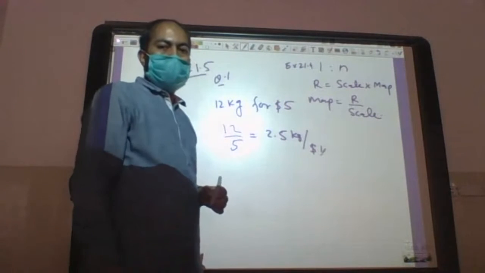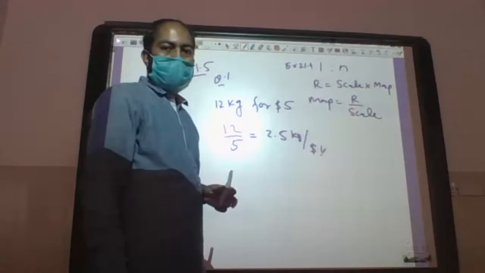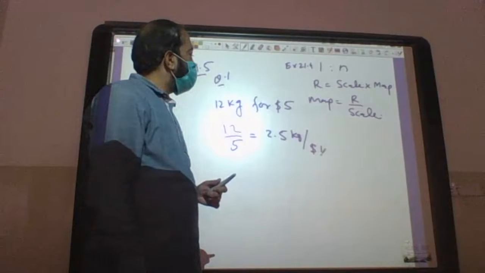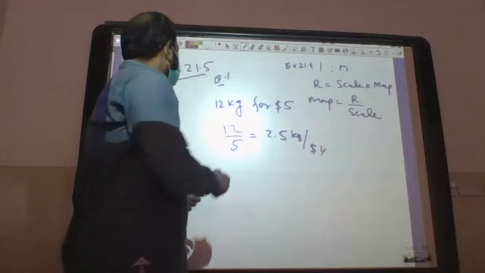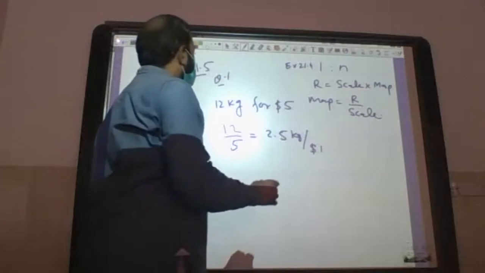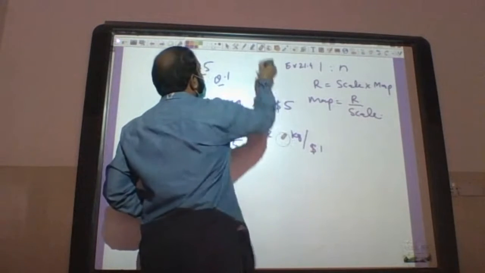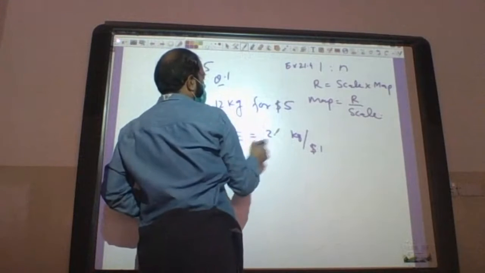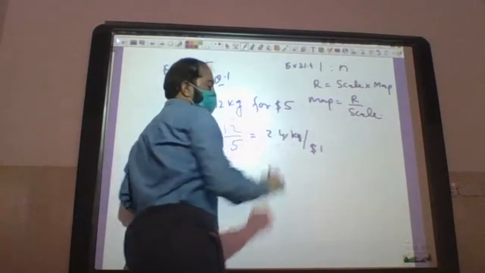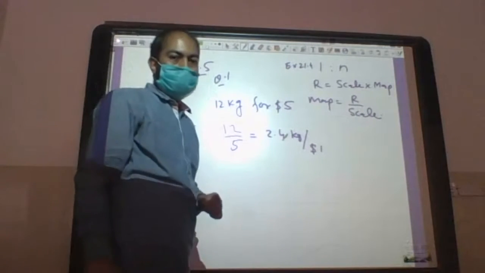How can we solve it? Yes, Gani. Sir, I think it should be 2.4. 2.4. Yes. Two fives are 10, two fours are... yes. You are right. Thank you very much.